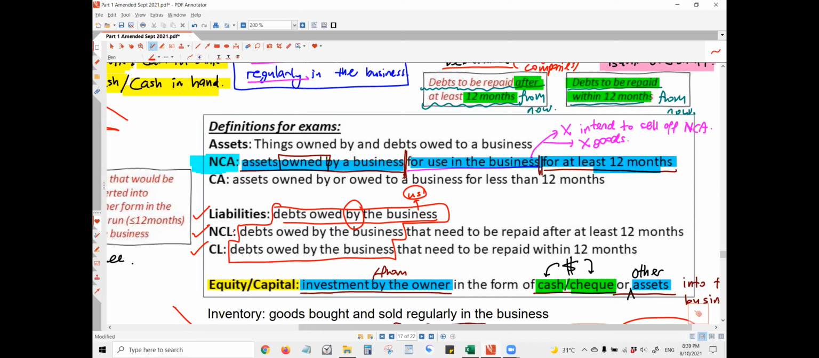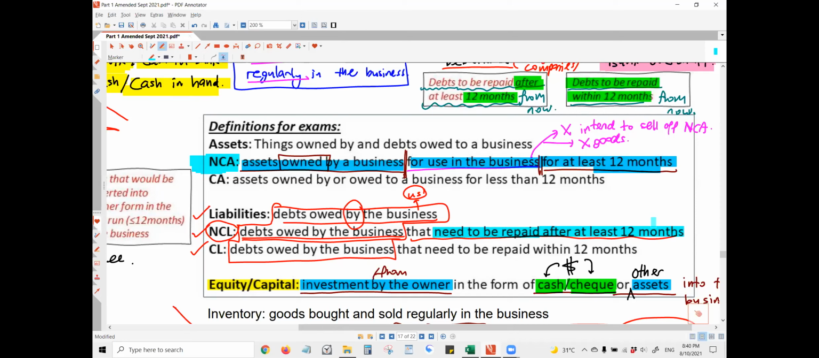But when you are asked to write the definition for NCL, non-current liabilities, you should not just write this part. Maybe you don't get any mark at all. Maybe if it's a 2-mark question, you get 1 mark: debts owed by the business. But since you left out the rest of the definition, you would get 1 mark less. Because they're asking you for the definition for NCL, you should give the comprehensive, I mean complete, definition. Now continue to read. Remember, non-current liability needs to be repaid after at least 12 months. Make sense? Okay, easy.